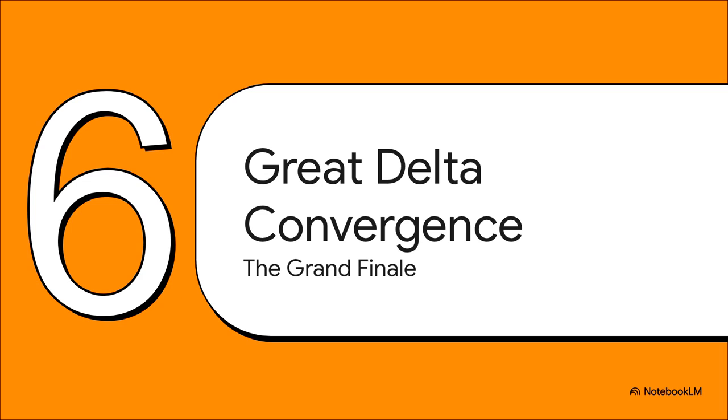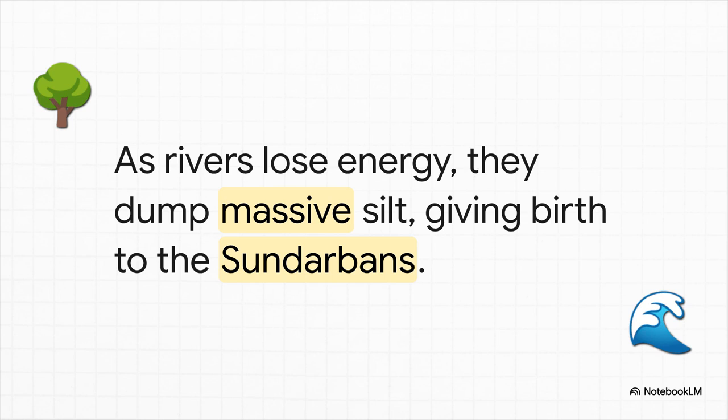And that brings us to our final chapter, Section 6. The Great Delta Convergence, the grand finale. This is the grand finale, folks, where the subcontinent's greatest natural forces finally collide. The Ganga, which is now called the Padma, and the Brahmaputra, now called the Jamuna, meet in Bangladesh. They merge into this monstrous flow called the Meghna.